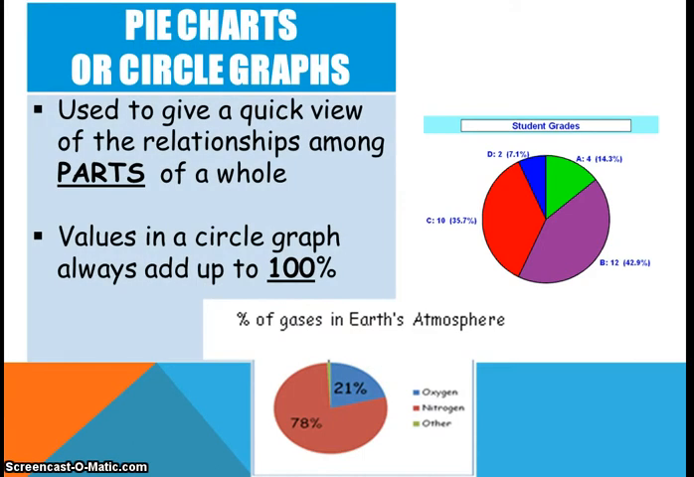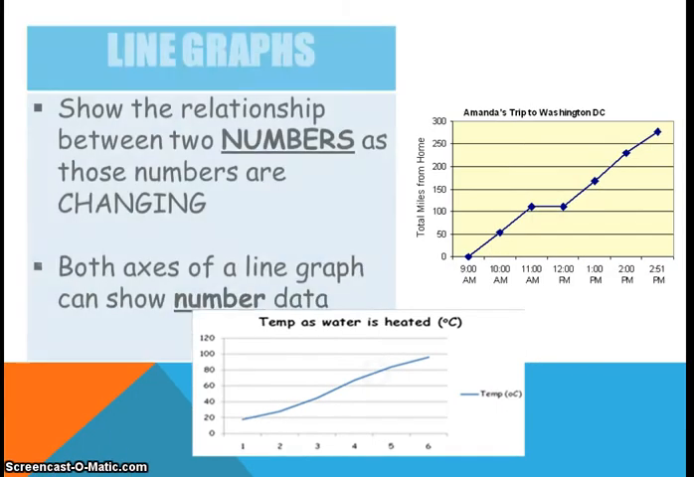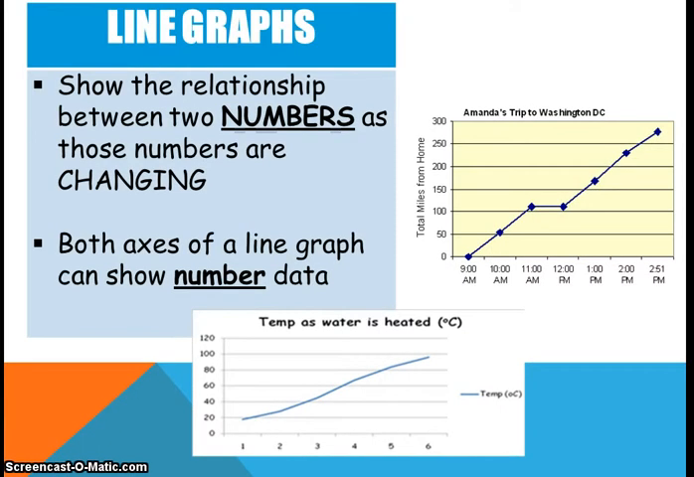Pie charts, or circle graphs, are used to give a quick view of the relationships among parts of a whole. Values in a circle graph always add up to 100%. Line graphs show the relationship between two numbers as those numbers are changing. Both axes of a line graph can show number data.